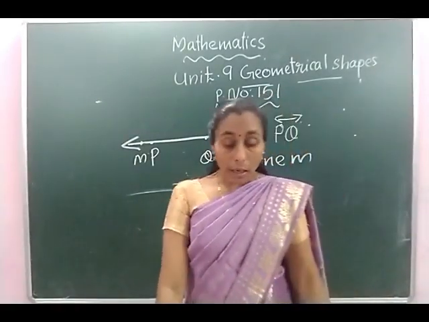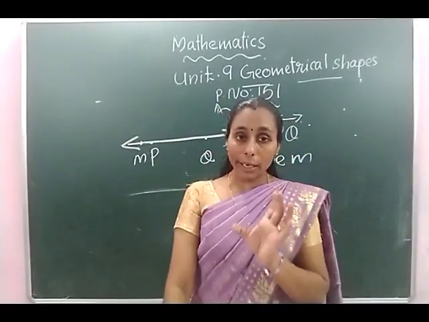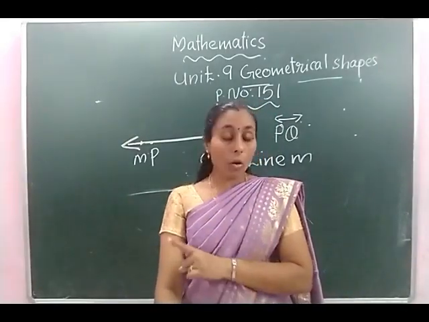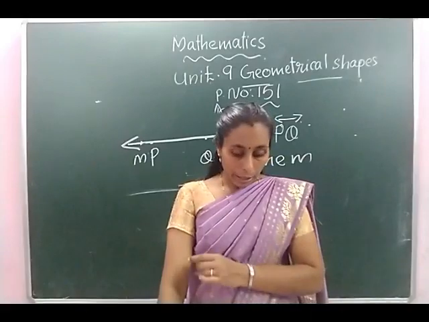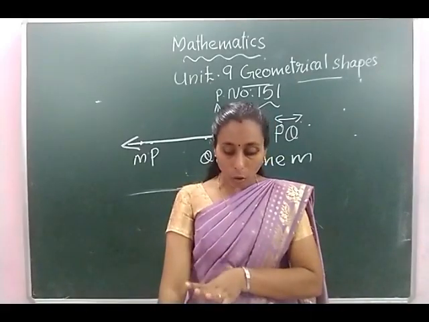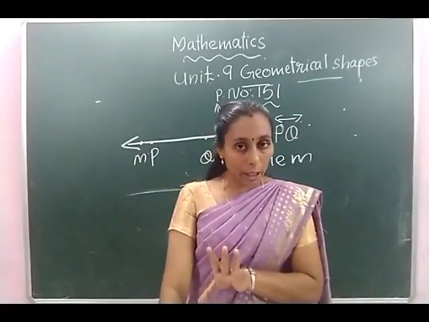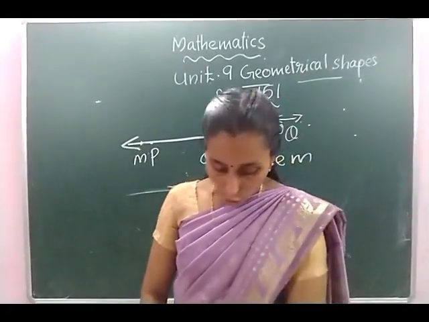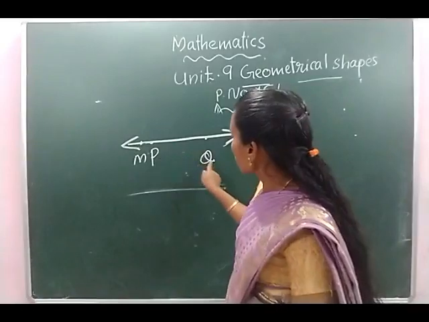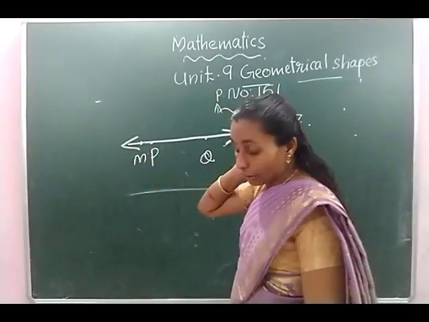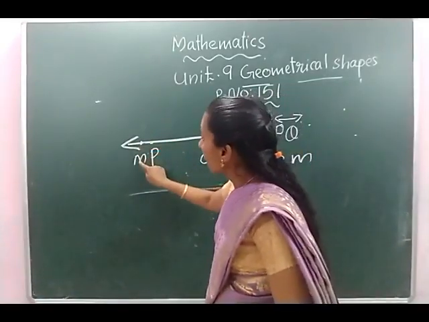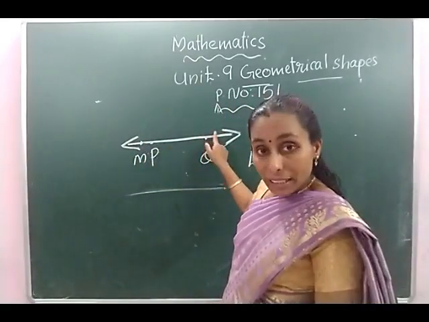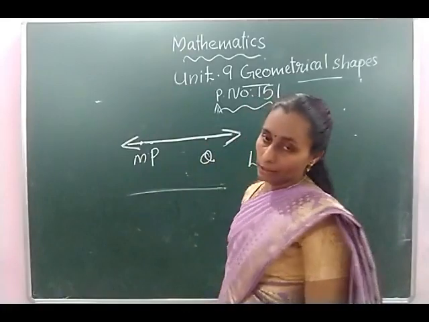Next one, line. A line is a collection of points extending endlessly in all directions, or a straight path. It has no length, no breadth, no height. We cannot measure it. It is denoted by small letters, or at any 2 points of the line we can use 2 letters. If we use a small letter, we use one letter, and if we use capital letters, we use 2 letters.